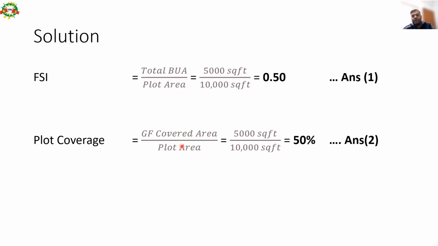Here in this case, ground floor covered area and total built up area both are the same thing. So plot coverage is equal to total covered area divided by plot area, equal to 5,000 square feet, the ground floor covered area given in the question, and plot area 10,000 square feet, also given in the question. So plot coverage is equal to 50%.